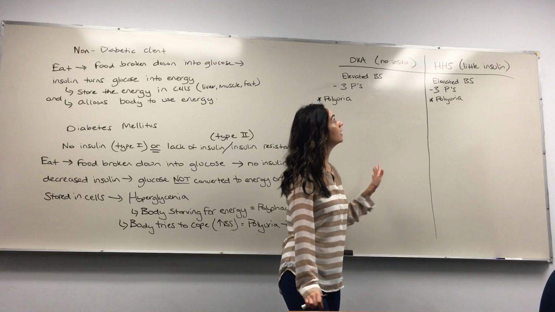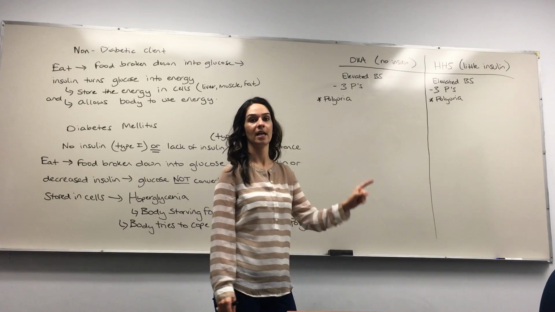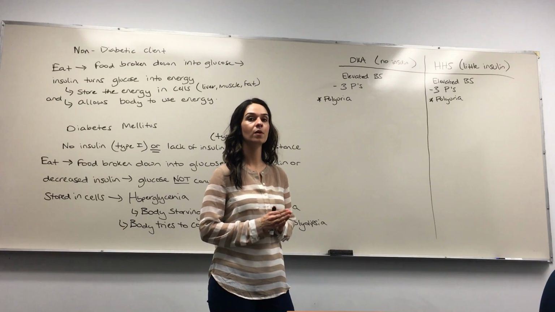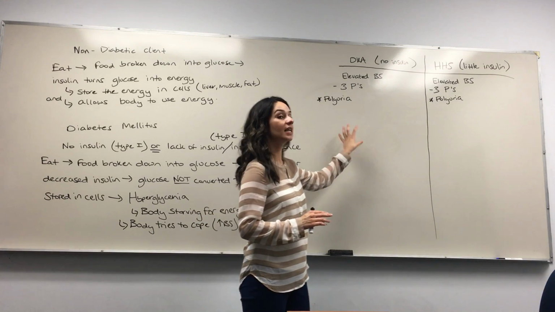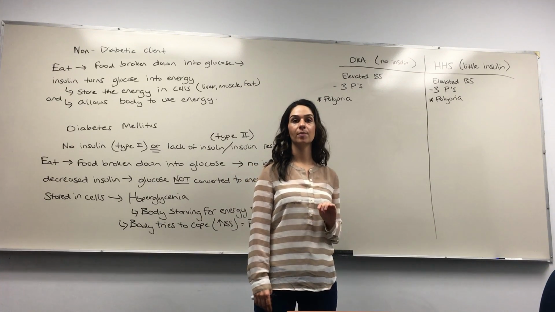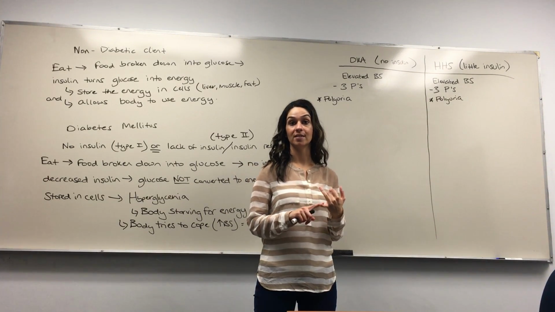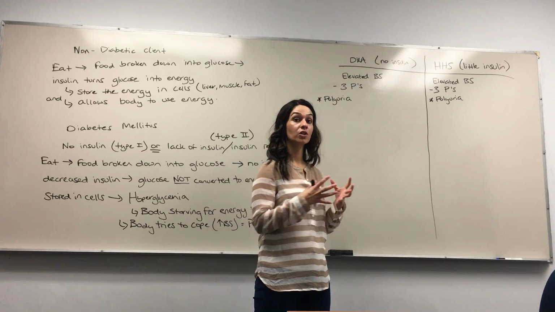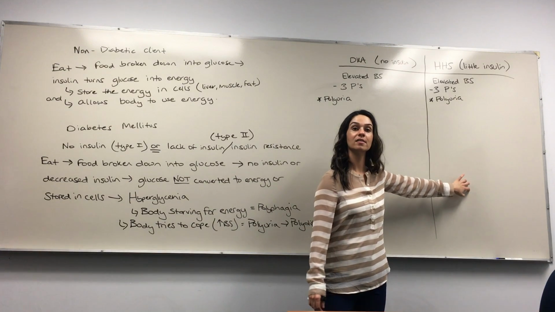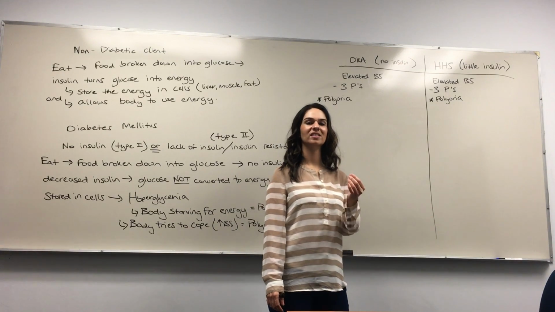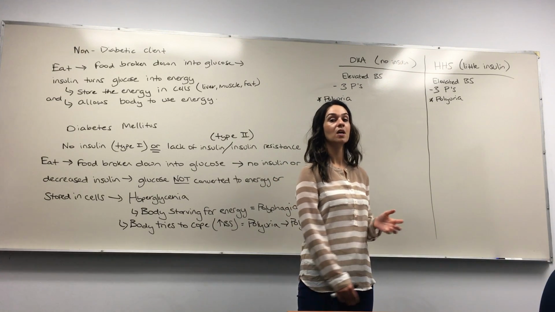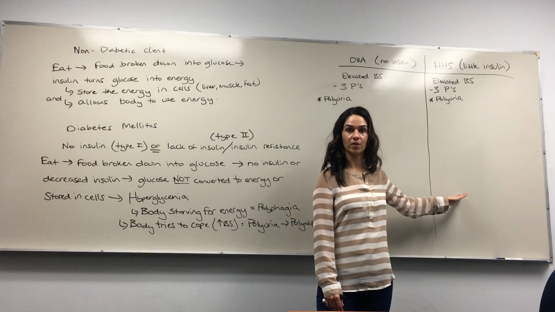So let's really break down the difference between DKA and HHS. The big difference, what you really need to focus on, is DKA, you're going to think there is no insulin in the body. No insulin in the body to transport glucose into cells, okay? So your client's body is starving for energy, versus HHS, there's a lack of insulin, but there's still enough insulin there that some glucose is getting into the cells. So this client is not starving for energy, okay?